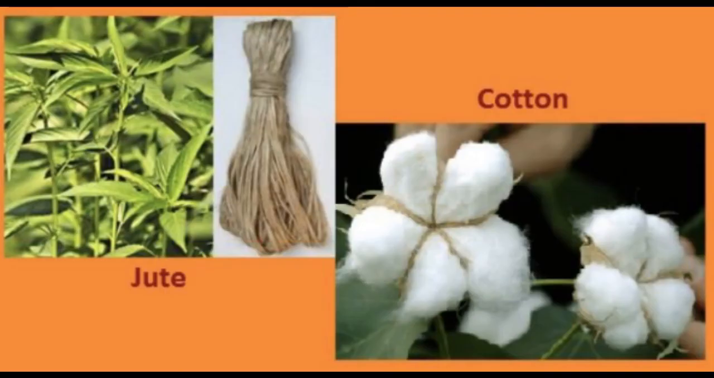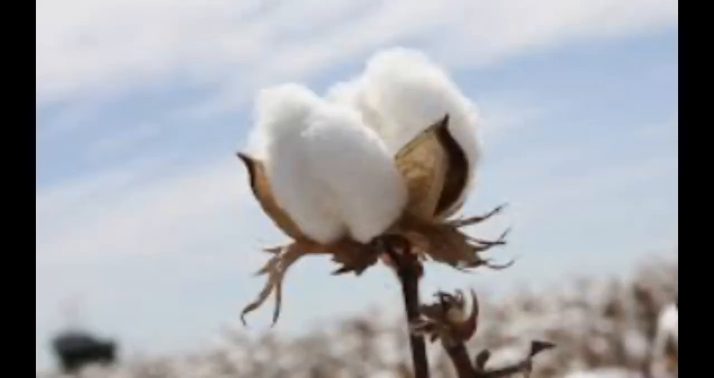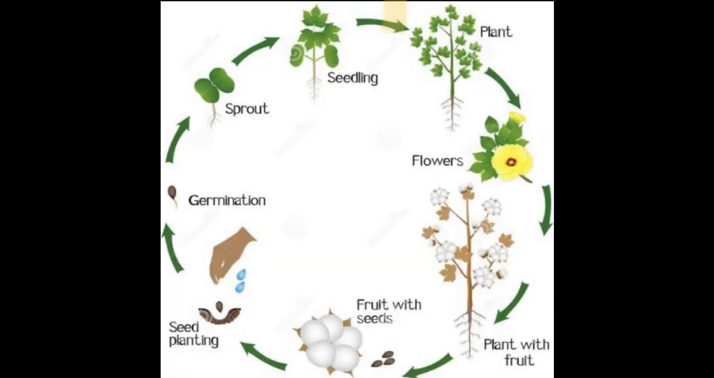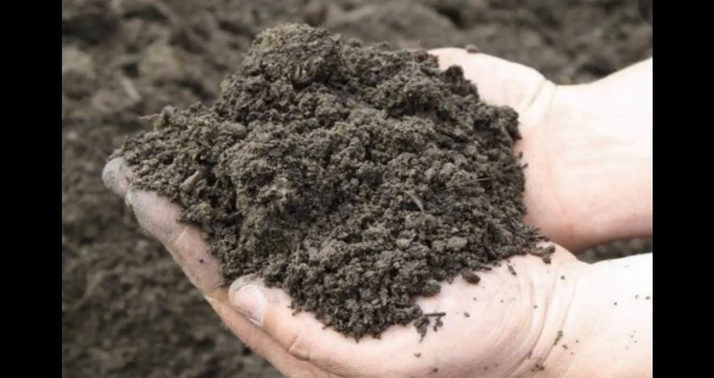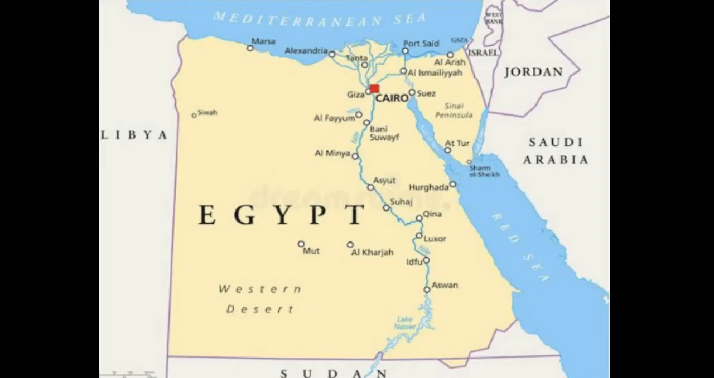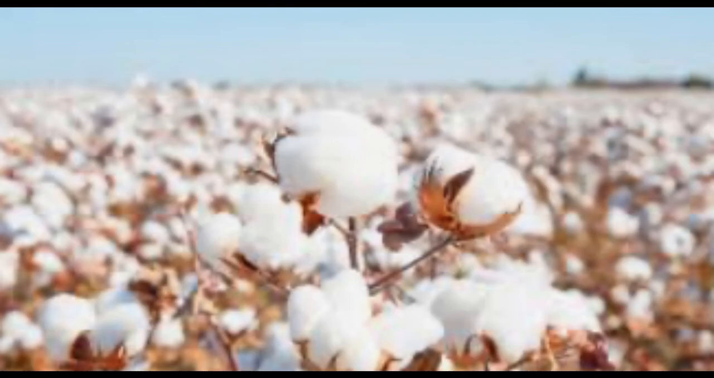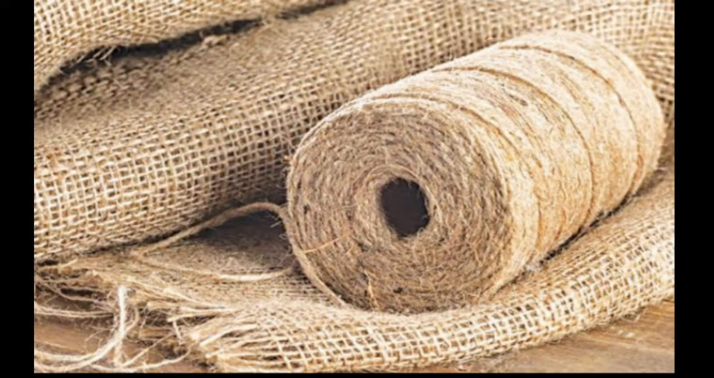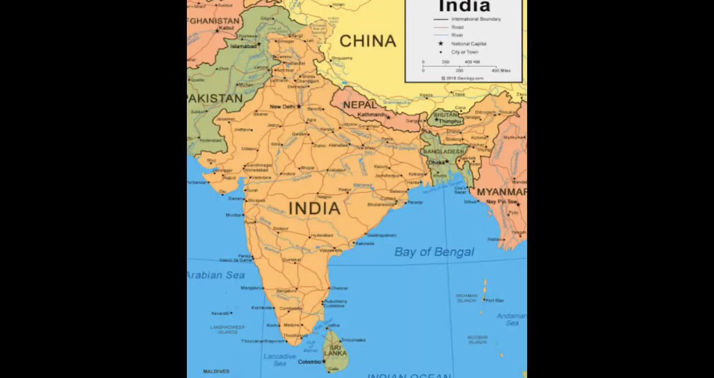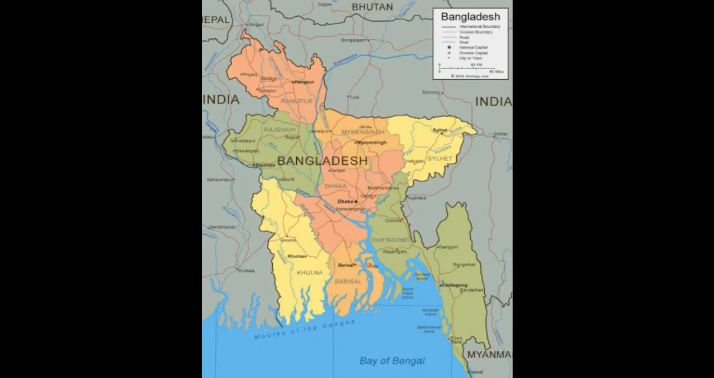Fiber crops. Cotton and jute. Cotton. Cotton requires high temperature, light rainfall, and bright sunshine for its growth. It grows best on black and alluvial soil. China, USA, India, Pakistan, Brazil, and Egypt are the leading producers of cotton. Jute. Jute is also known as the golden fiber. It grows well on alluvial soil and requires high temperature, heavy rainfall, and a humid climate. India and Bangladesh are the leading producers of jute.